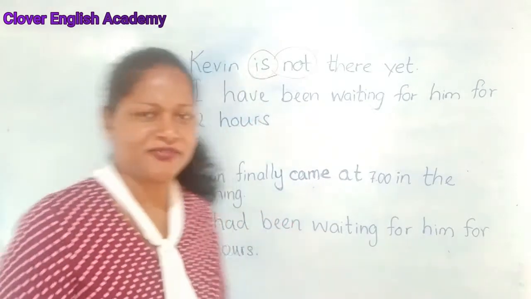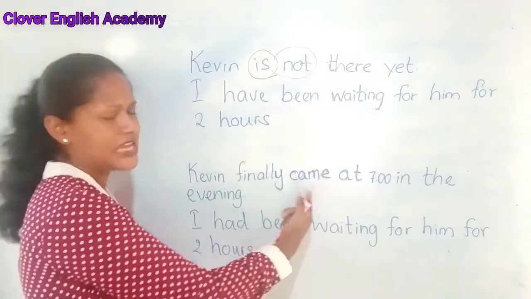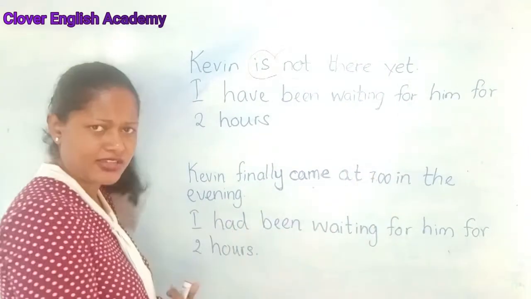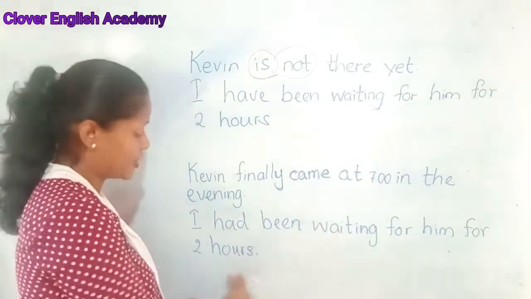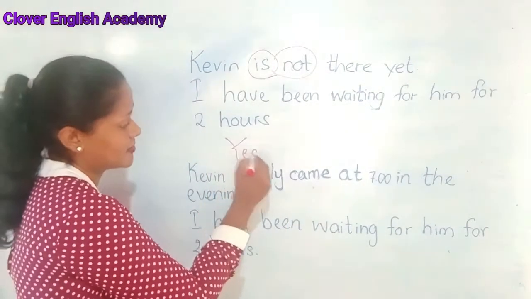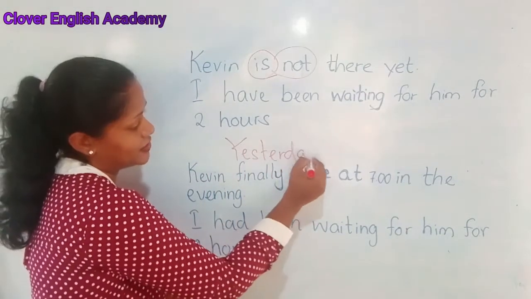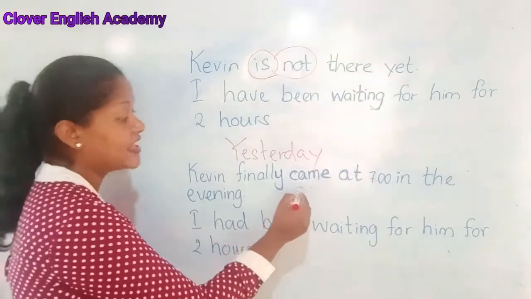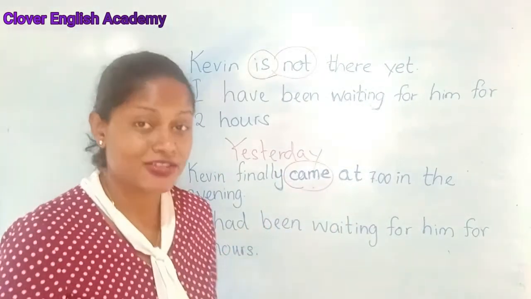Let's go to the next one. Kevin finally came at 7 in the evening. I had been waiting for him for 2 hours. Imagine this thing happened yesterday. Because Kevin finally came. Came means the past tense of come.